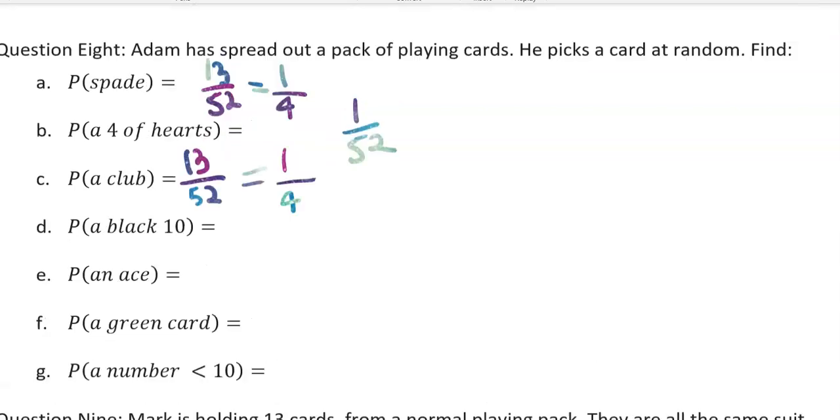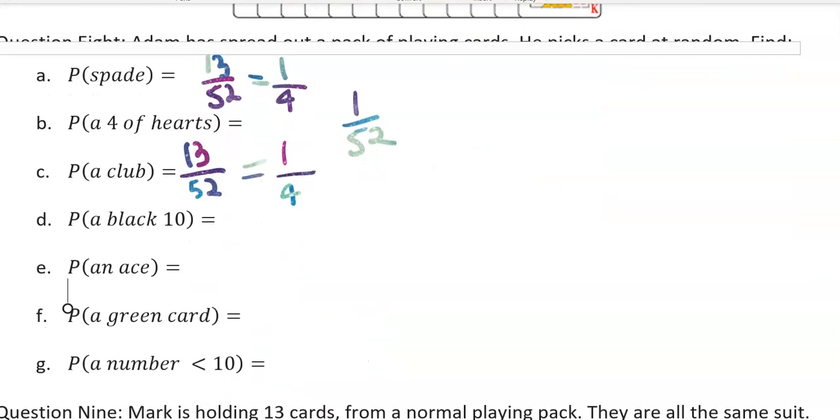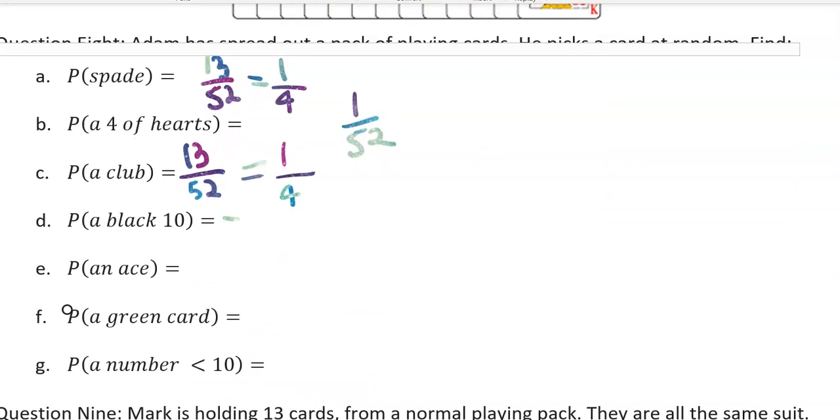All right, a black 10. How many black 10s are there? Well, there's actually 2. There's a black 10 of clubs and a black 10 of spades. So we've got 2 black 10s. So 2 out of 52 cards in total. And that, let's halve the top and halve the bottom, gives me a 1 out of 26 chance of choosing a black 10.